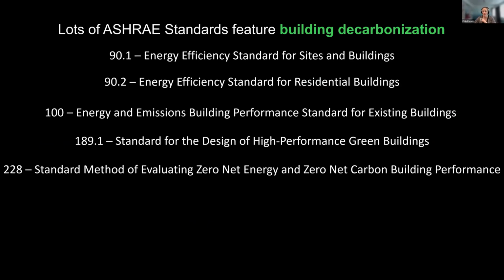In particular, one that you might be hearing about a lot currently is 228, which is the method for evaluating zero net energy and zero net carbon building performance. And the question is, why does 240p matter a whole lot if we have all these other standards that are dealing with building decarb?